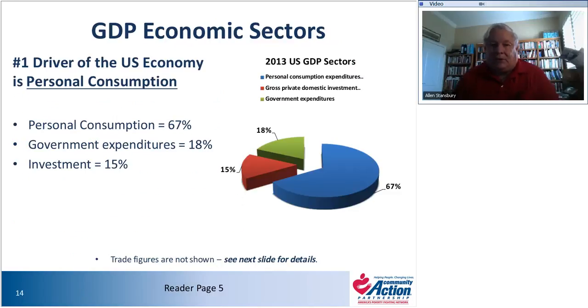Okay, let me just show you the distribution of our U.S. economy. As you can see, the biggest chunk of it is personal consumption, 67%. Government expenditures, 18%. Investment is 15%. The capitalists running our Congress and many parts of our administration insist that investment is the driver of our economy, which is why they are successfully able to keep their taxes down, when in fact it's quite the reverse. It's personal consumption that is actually running this economy and has been for quite some time.